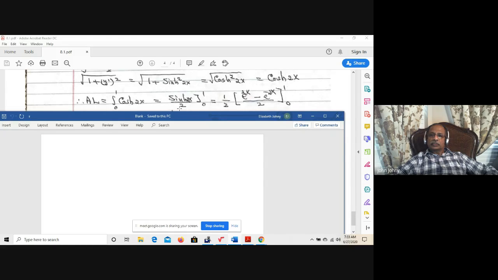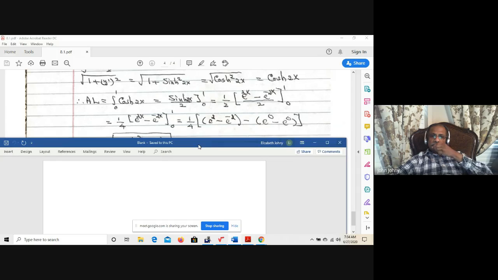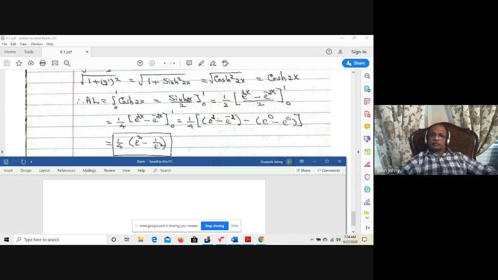So it is the integral from 0 to 1 of cosh 2x dx. The derivative of cosh x is sinh x, but there is a 2 in front, so divided by 2: 1 half times sinh 2x, and sinh 2x is e to the 2x minus e to the negative 2x divided by 2, from 0 to 1. So that is 1 over 4 times e to the 2x minus e to the negative 2x from 0 to 1. Substitute the upper limit: 1 over 4 times e square minus e to the negative 2, minus e to the 0 minus e to the 0, that part is 0. That is equal to 1/4 times e square minus 1 over e square.